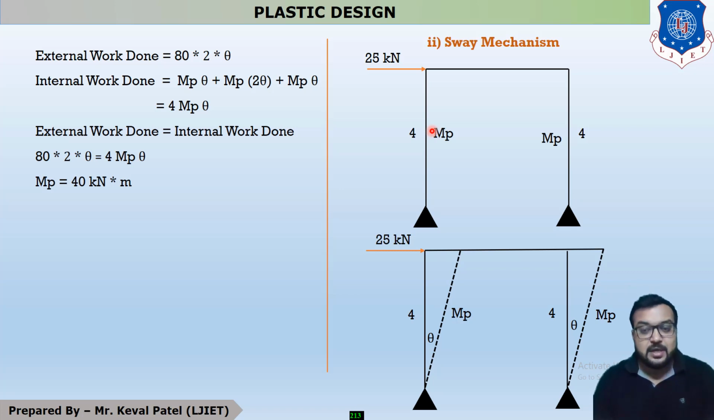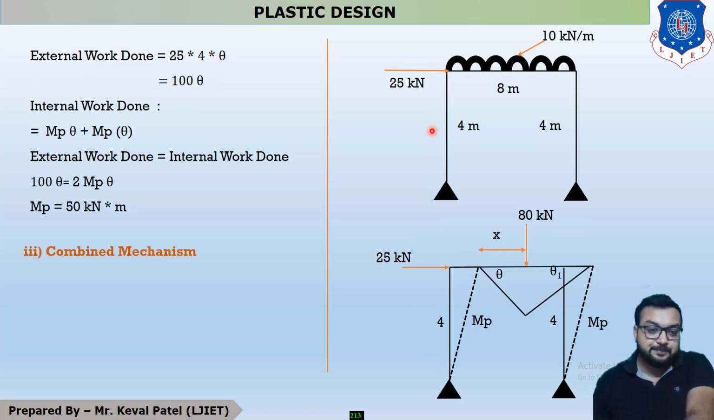Your internal work done is 0 at A junction, MP theta at B junction, MP theta at C junction, and 0 at D junction. It means it is total 2 MP theta. Now your external work done is equal to internal work done, so your MP is equal to 50 kilonewton into meter.